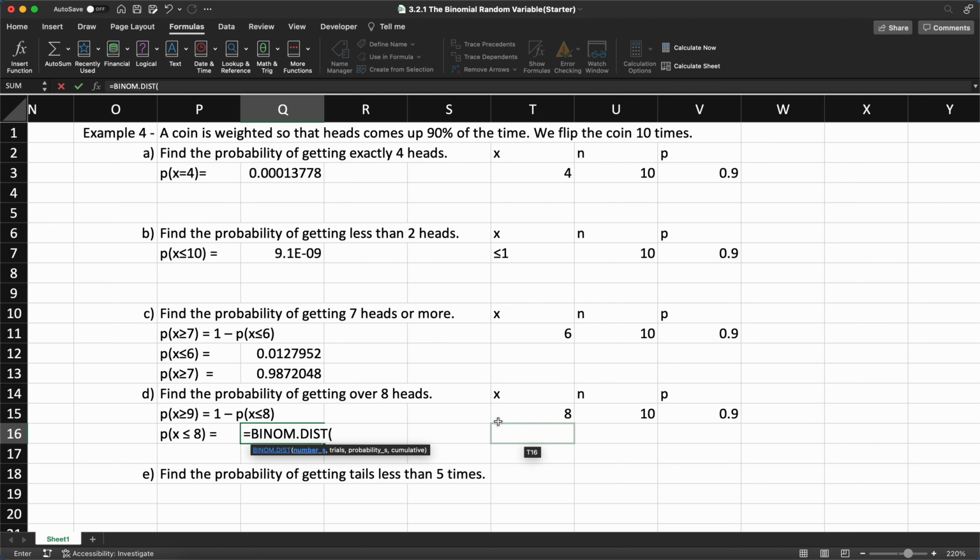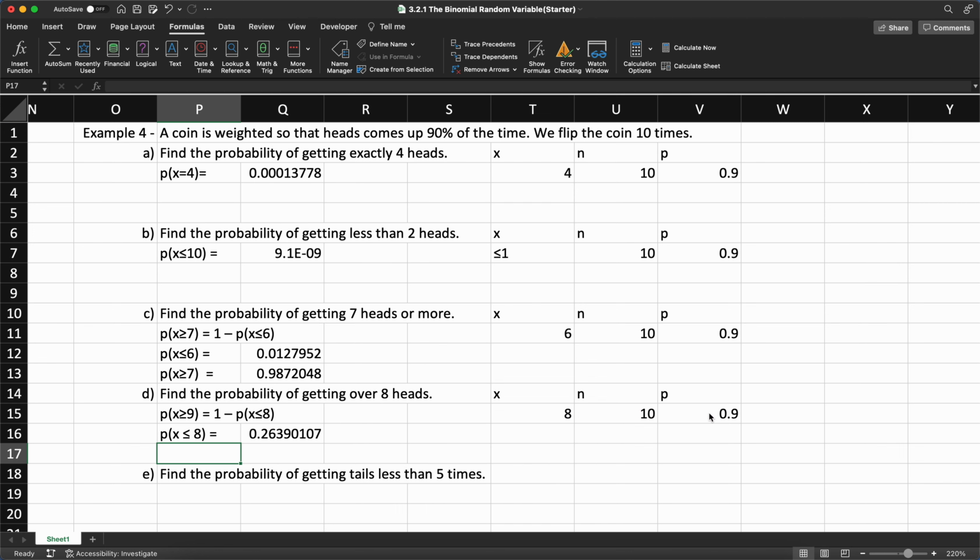So the probability of getting x less than or equal to 8 is going to be Binom.DIST 8, 10, 0.9, true. And then the probability that we get over that is going to be 1 minus this answer. So again, we have a 73% chance that we're going to get over 8 heads.